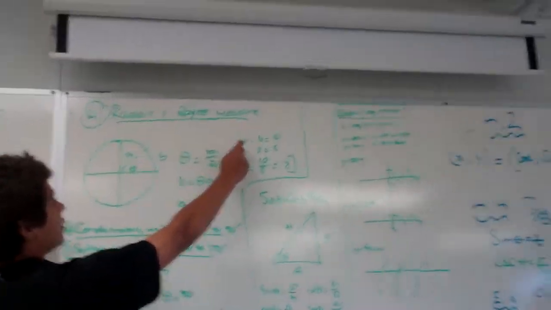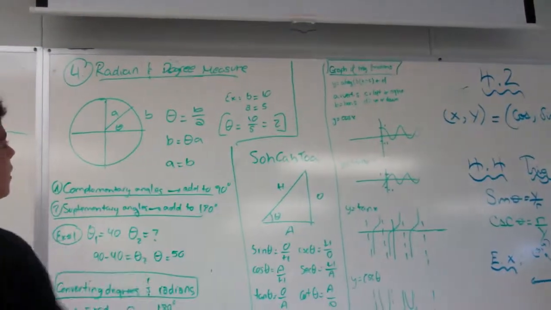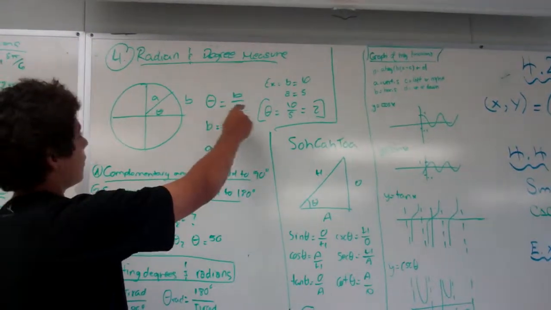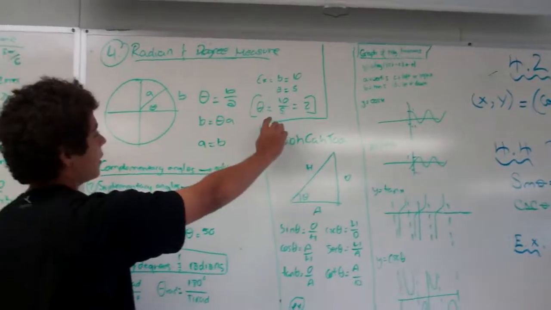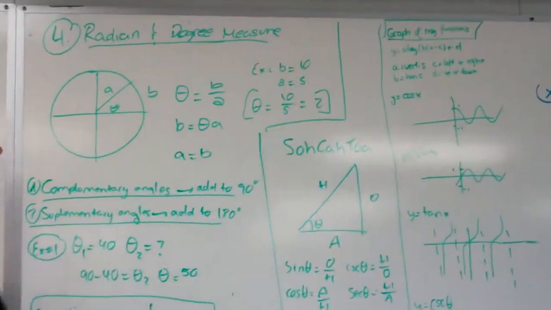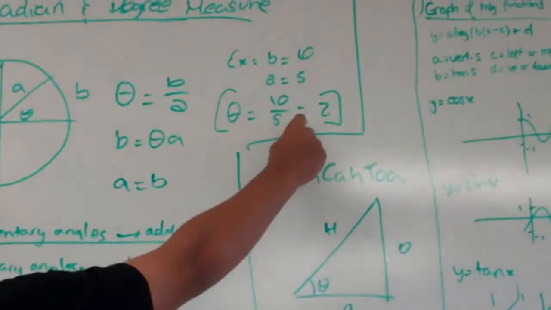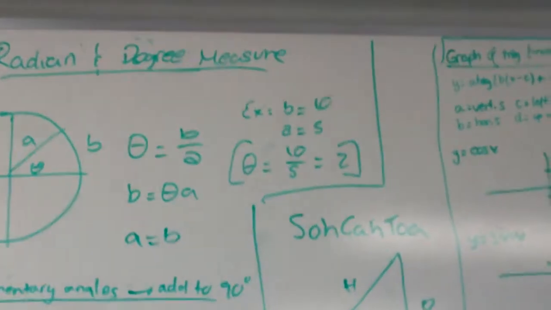We have an example over here. Imagine that our arc length is 10 and our radius is 5. We just have to plug the numbers into our formula. So radian equals 10 over 5. Our value will be 2 radians.